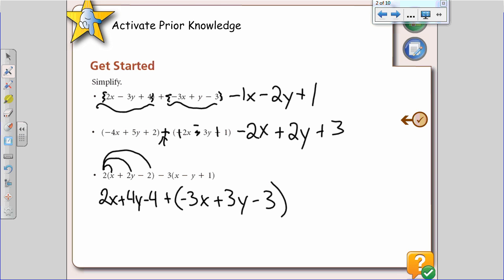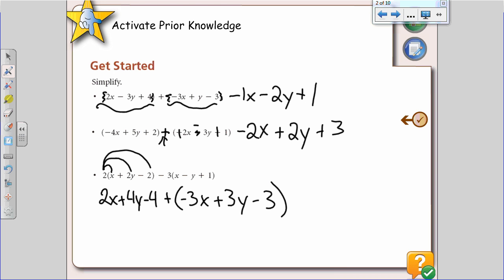Okay, one more time on that one. I distributed the 3 in. So x became 3x, y became 3y, and the 1 became 3. And then I changed all the symbols because there was a negative, and I wanted it to be a positive. So all these became negative or switched to positive.